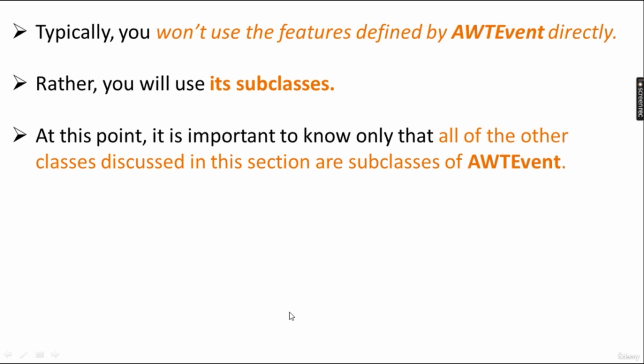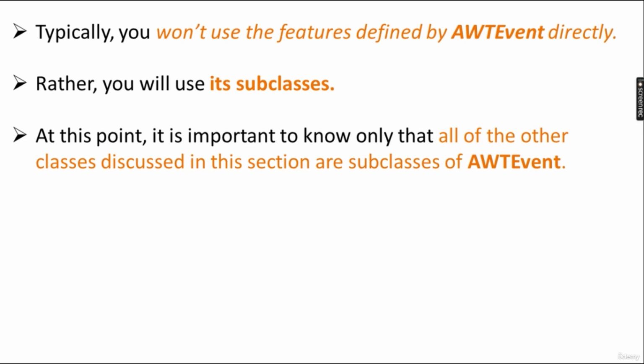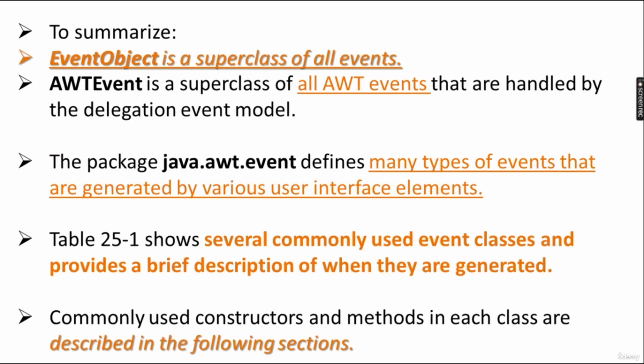We won't use the features defined by AWTEvent directly. We will only import that package class, and rather, you will use its subclasses. At this point, it is important to note that all of the other classes discussed in this section are subclasses of AWTEvent. It is for the sake of understanding only. EventObject, in short, is a superclass of all events. AWTEvent is a superclass of all AWT events that are handled by the delegation event model.